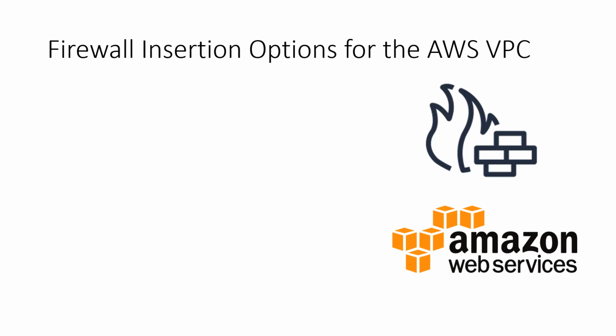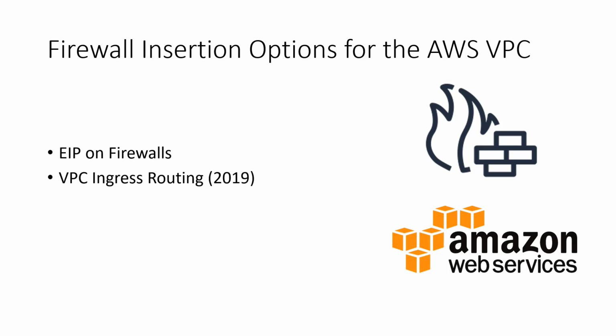There are several ways to get firewalls into the AWS VPC. In a previous video, I talked about one mechanism, and that's including an elastic IP address on the firewalls. That design is limited in how it can scale, given that it relies on EIPs, which have a limited number per region. I also covered in a previous video VPC ingress routing.